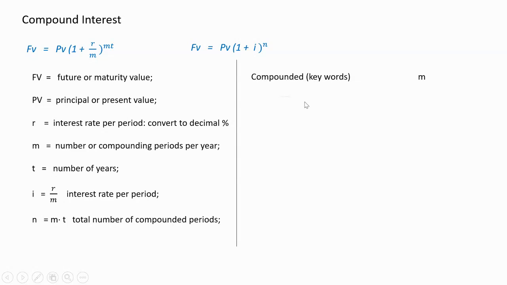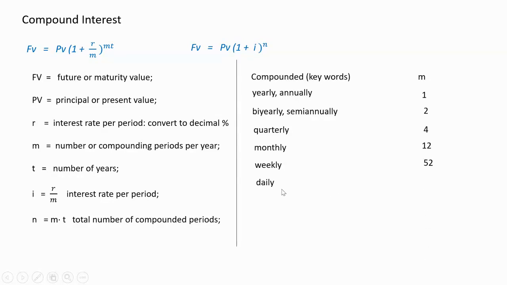So when you see the words yearly or annually, m is equal to 1. When you see the words bi-yearly or semi-annually, m is equal to 2. Quarterly, m is 4. Monthly, m is 12 because there's 12 months in a year. Weekly is 52 because there's 52 weeks in a year. Daily is going to be 360 or 365. At times the book says to use 360 for daily. But if it's not specified, then you use 365.